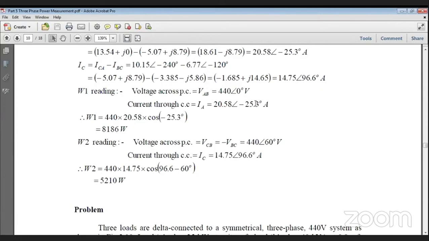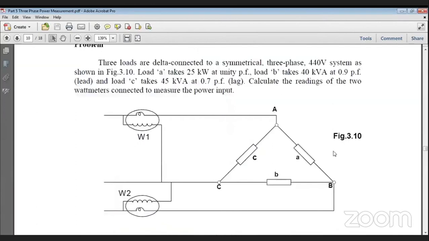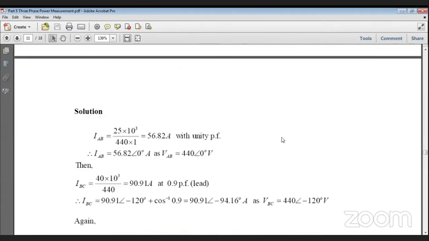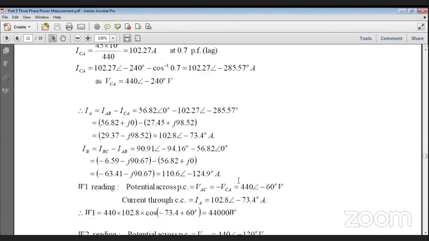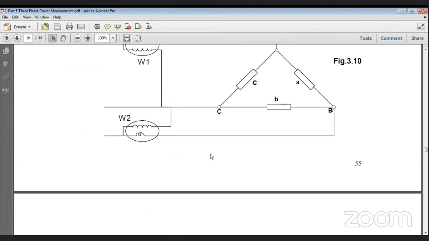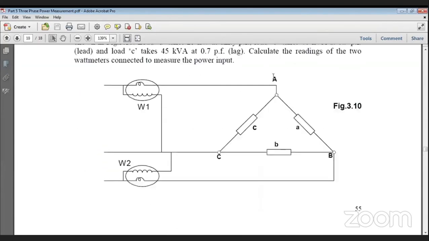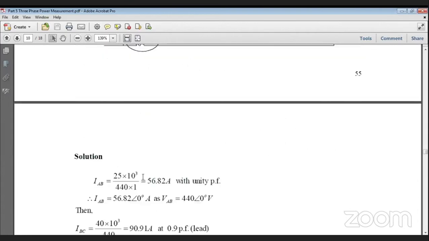So again, what we do, we solve all the three currents. So basically we solve the two currents, IA and IB. Why IA and IB? Because look at that. For W1 the current coil is in line A, so we calculate IA, and for W2 the current coil is in line B. So we calculate IB. So here we have calculated IA and IB. Apply the same knowledge as discussed in our last class.